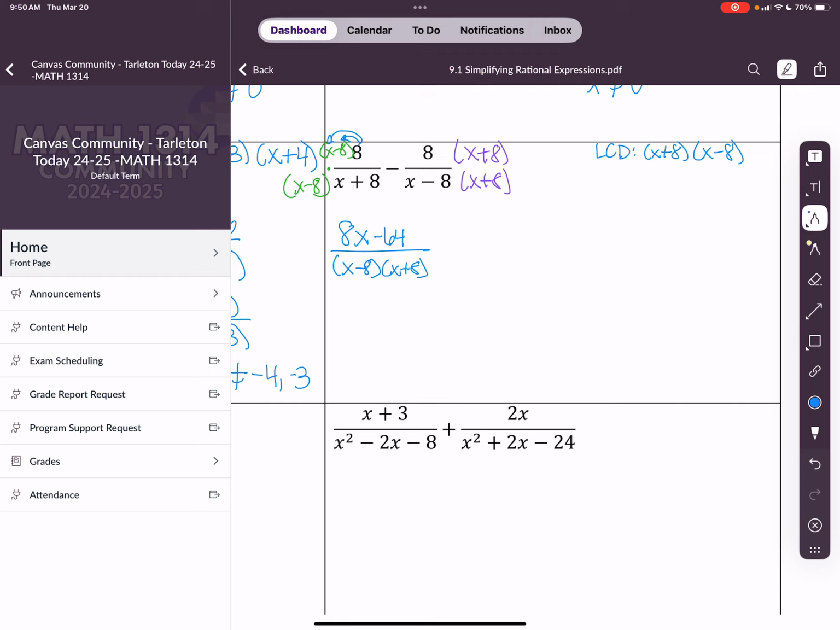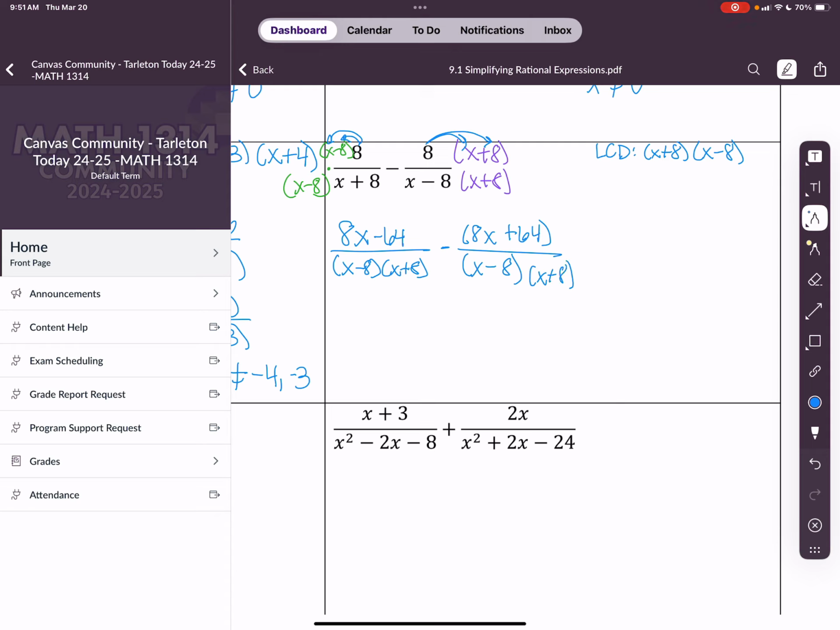All right, and so then we would do minus, and then I'm going to distribute, so 8x, and then 8 times 8 gives me 64 over x plus 8, x minus 8. It doesn't matter which order you keep it in.